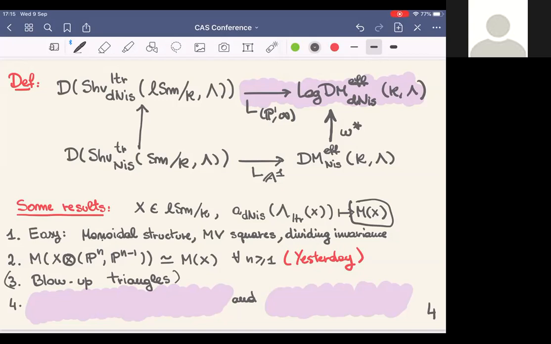Federico, there's a question. Does this functor omega star have an adjoint, left or right adjoint? Yes. Yes. Both. Oh, okay. Thanks.